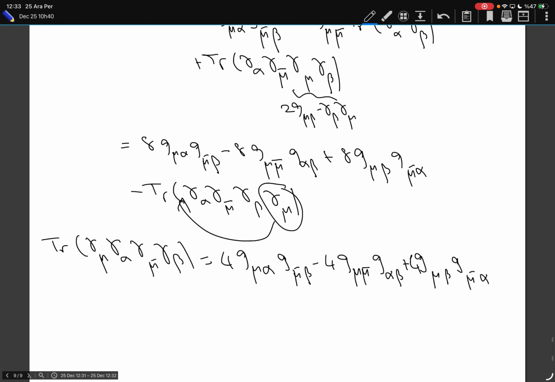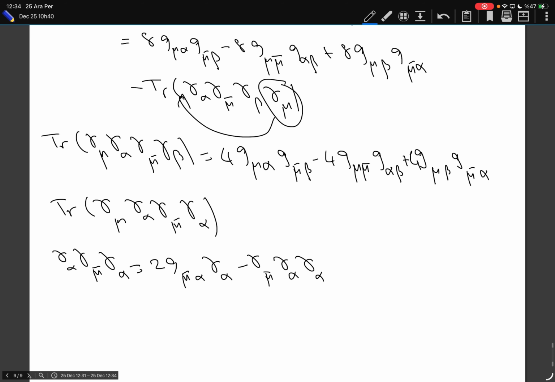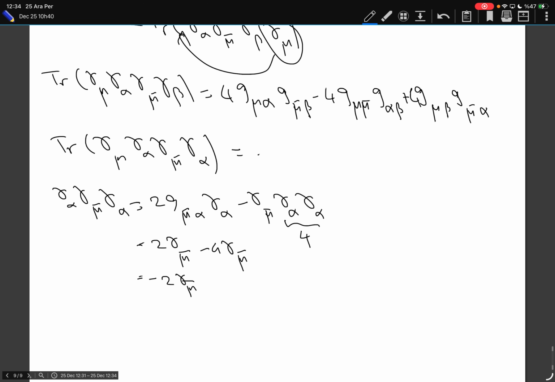Well, if you have such conditions, for example, the trace of gamma mu, gamma alpha, gamma mu bar, gamma alpha, let's say, rather than calculating the trace directly, I would use this identity. Twice g mu bar alpha, gamma alpha, minus gamma mu bar, gamma alpha, gamma alpha. This is twice gamma mu bar, but this is 4, minus 4 gamma mu bar. So this is minus 2 gamma mu bar. So that trace is actually minus twice the trace of gamma mu bar, which is minus 8 times g mu bar.